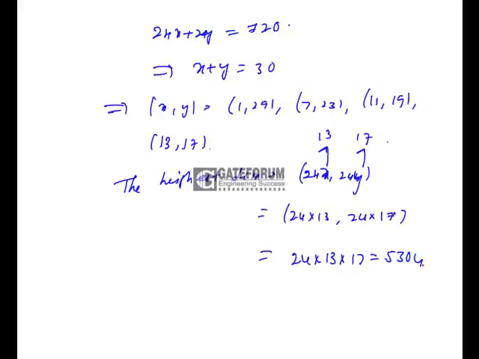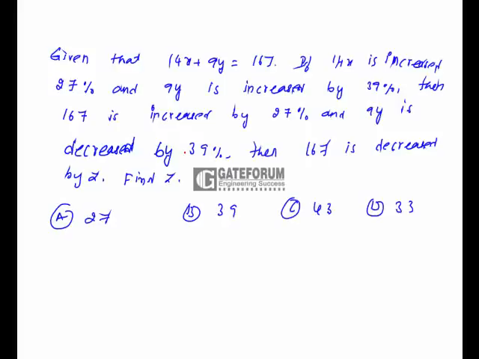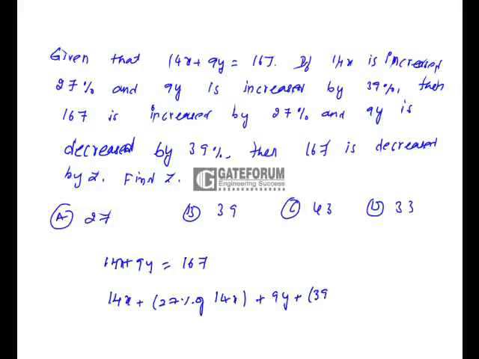C. 14x plus 9y equals 167, and it is also given that 14x is increased by 27% and 9y is increased by 39%, then 167 is increased by 27%. Now, 14x plus 9y equals 167 is the given equation, and 14x is increased by 27%. So 14x plus 27% of 14x, and 9y is increased by 39%, so 39% of 9y. Then 167 plus 27% of 167, which is 33. That will be equation 2.